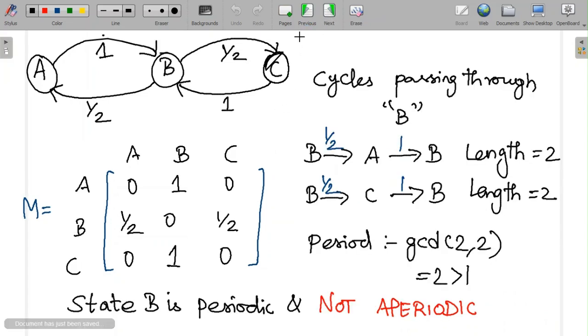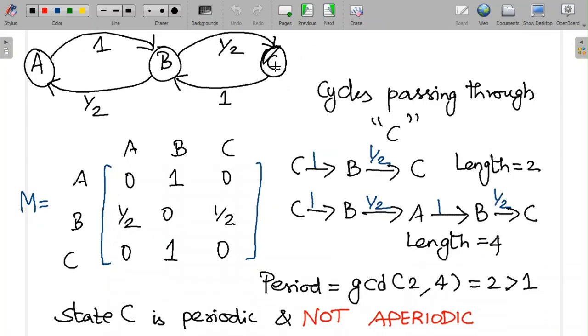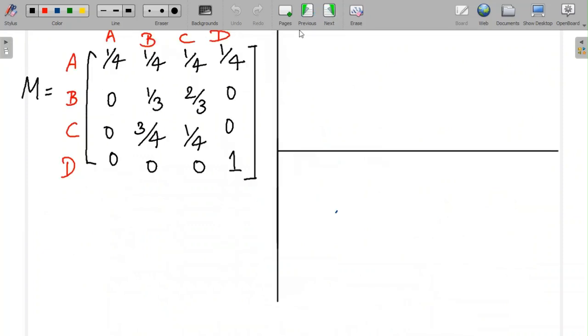Similarly, there are two cycles which pass through the state B. We see that each of them has a length 2. So the period is the GCD of these two lengths, which is 2 again. So we conclude that state B is periodic and hence it is not aperiodic. C again has two cycles passing through it. One of them has a length 2 and the other has a length 4. Therefore, the period of the state C will be the GCD of 2 and 4, which is 2. So state C is also periodic and therefore it is not aperiodic.